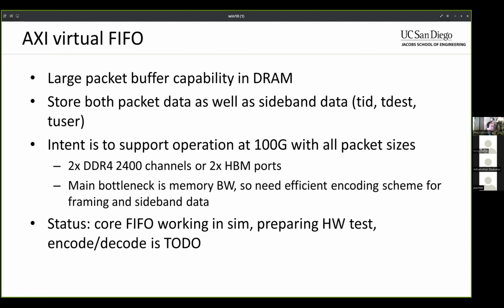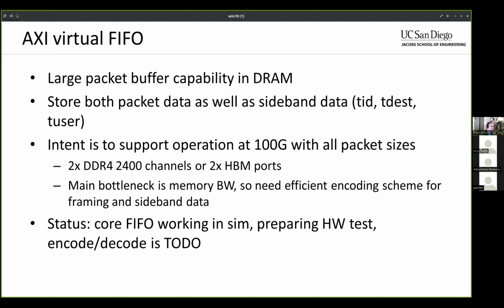The main bottleneck here is the memory bandwidth, so I need to get a relatively efficient encoding scheme working to store both the framing and the sideband information in the memory. So I've got some ideas for how to do that. I've got to hammer out the details.